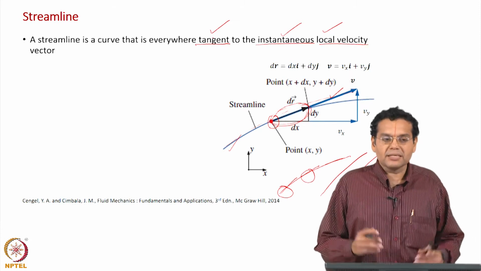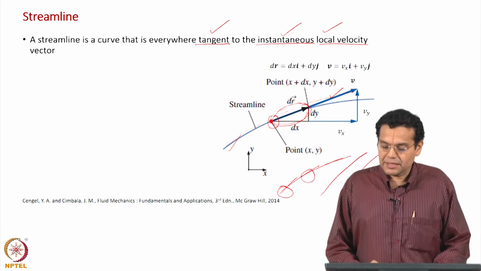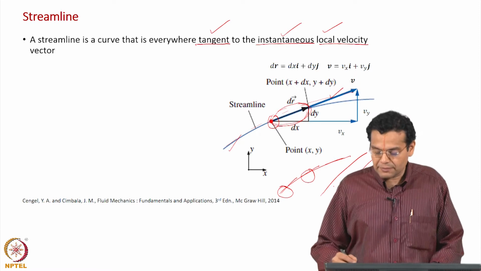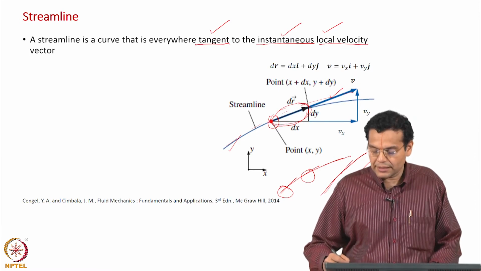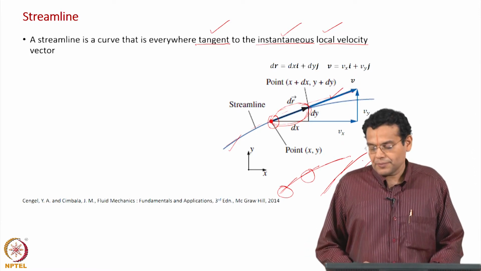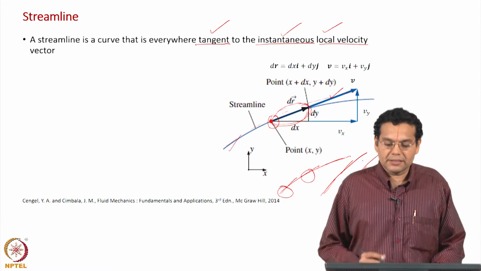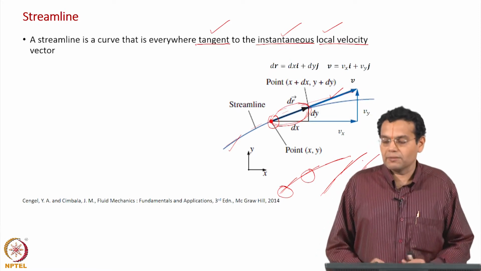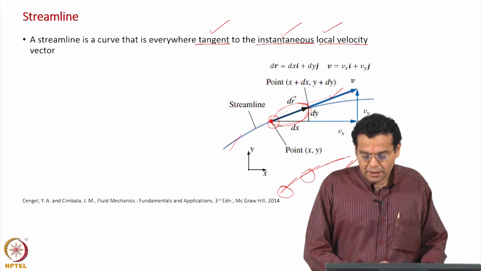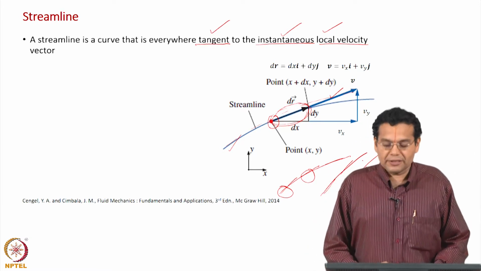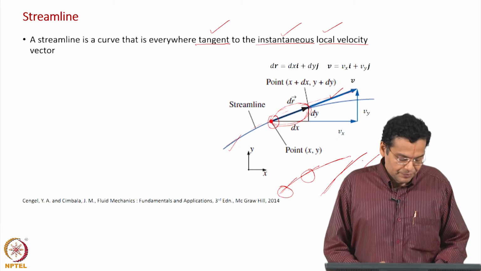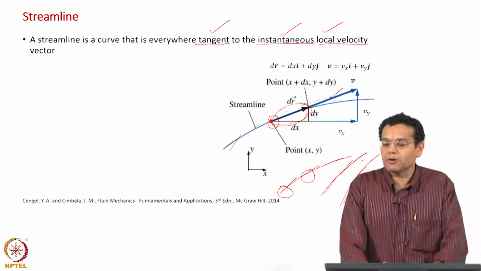So, for streamlines it is instantaneous streamlines, and if you are given a set of streamlines, just by drawing the tangent you will be able to represent the velocity vectors, and they are local velocity vectors. Now, how are we going to quantify this? We have seen in terms of description what a streamline is.